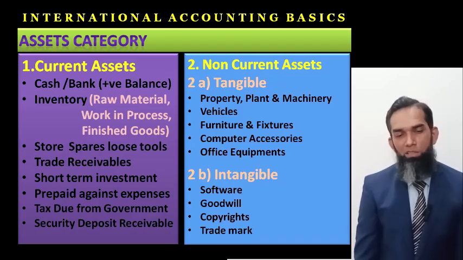And whenever it is used, it is consumed, and that current asset converts into the cost of sales. Some of it becomes cost of sales and some store space and loose tools convert into the operating expenses of the factory.